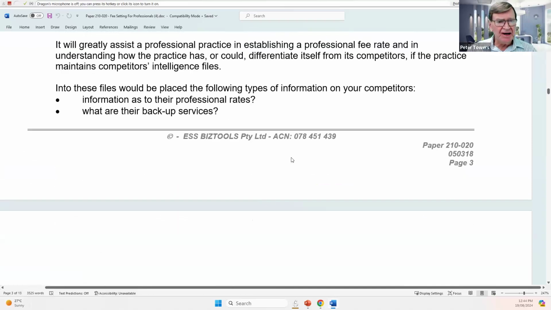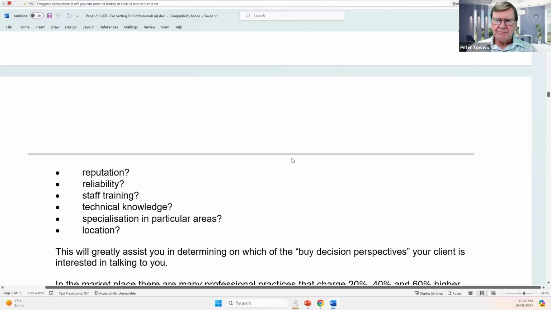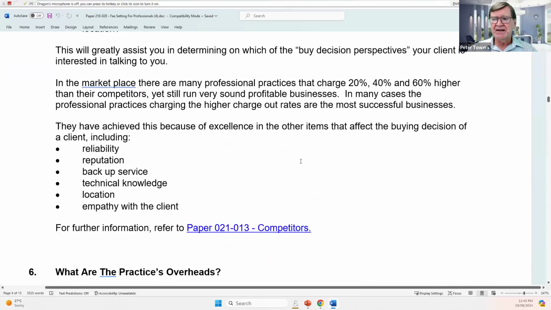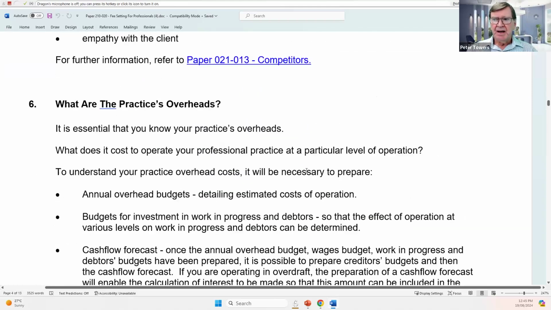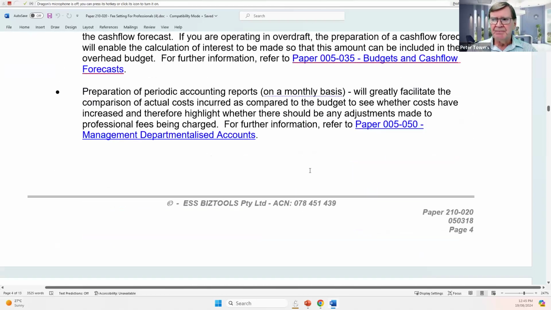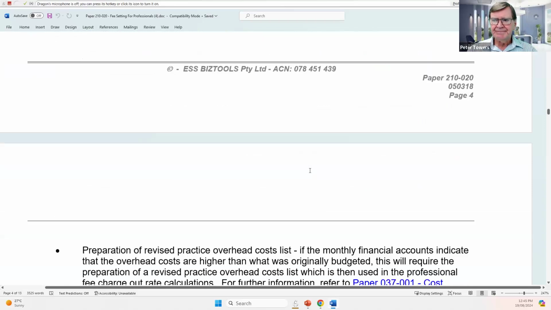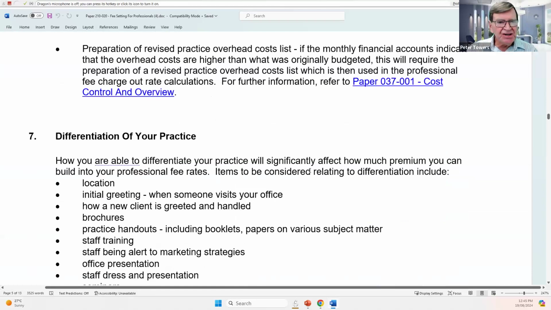Competitors' intelligence files. Some firms keep these so that they're analysing, and every 3 months they sit down and have a look at what they've collected, where they've looked at their competitors. What are their competitors doing? What changes could they make in their marketplace? And there's a link to a paper on competitors. What are the practices overheads? What do you need to be bringing into account? How do you differentiate your practice? And obviously this is directed at your client.